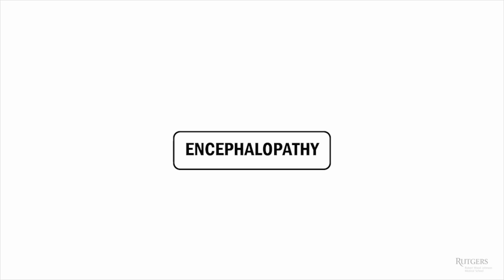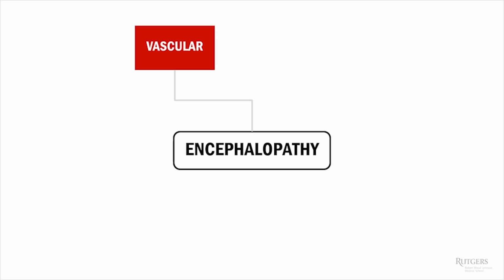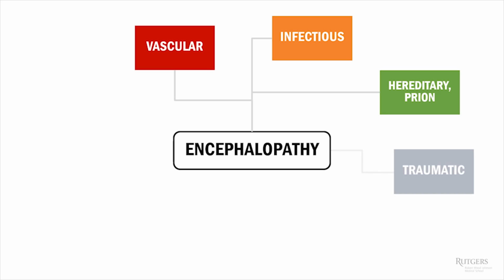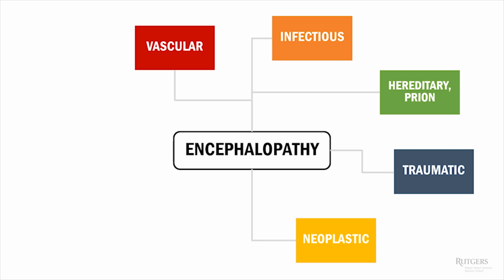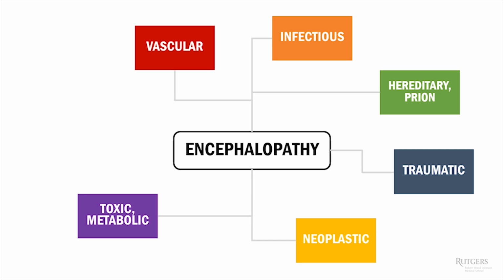So here are the usual suspects of severe encephalopathy, including coma. We've got vascular, infectious, hereditary, traumatic, neoplastic, toxic metabolic, and immune-mediated. Prion disease is really hard to categorize. It behaves like an infection, but it can be hereditary too. I'm shoving it in the hereditary box for now.